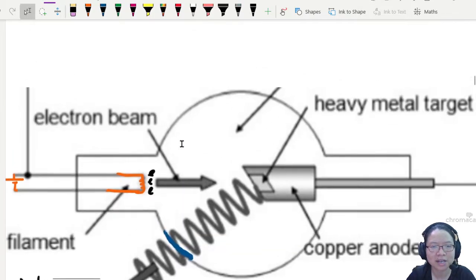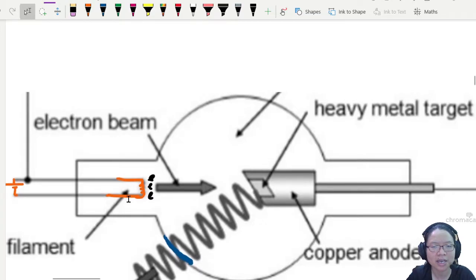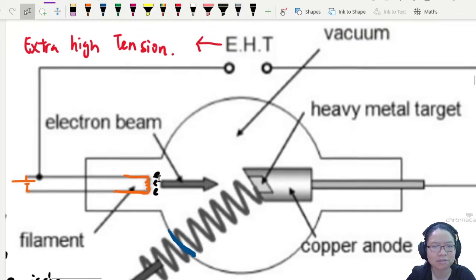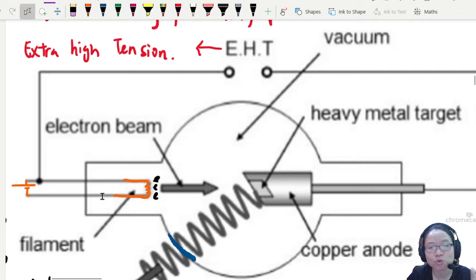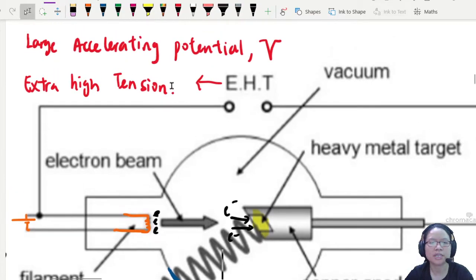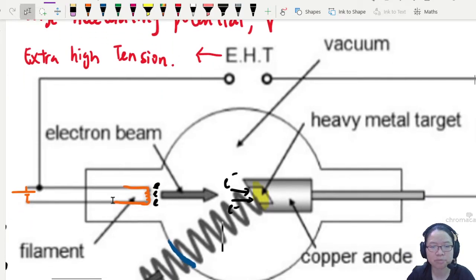They are like, hey, where to go? We are outside the filament, and then we need to be accelerated to bombard the heavy metal target. Basically, I want to whack this heavy metal with a lot of fast-moving electrons. So the heavy metal is here. I want a lot of electrons to collide here, bang, bang. This is why we need this extra high tension, the large accelerating potential, to accelerate the electrons.